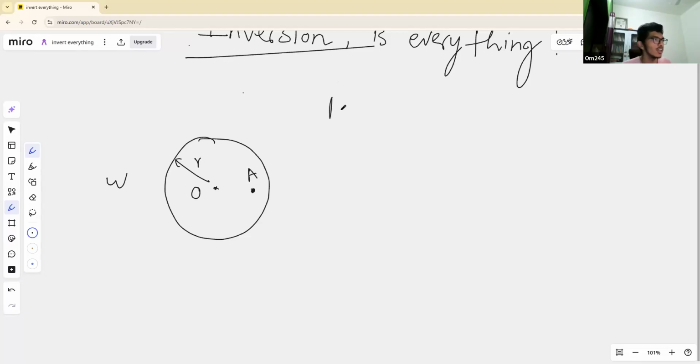Now I am going to send this point A to some point called A dash, with two conditions. First of all, A dash should lie on OA, so A dash should lie on the line joining the point and the center of the circle. Also, this inversion is with respect to omega.